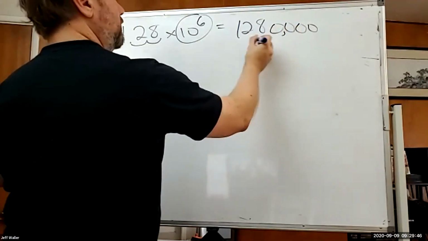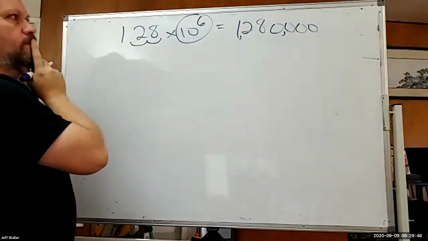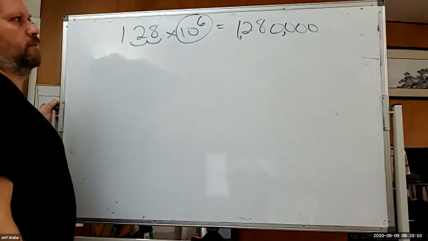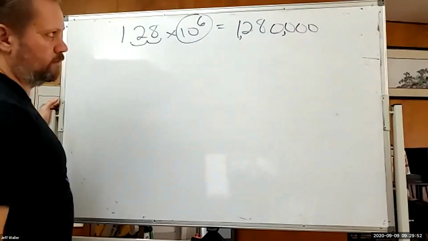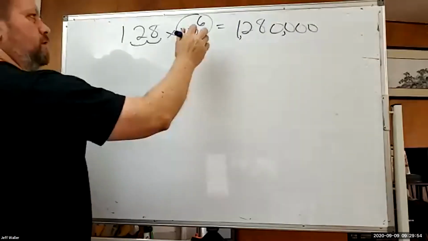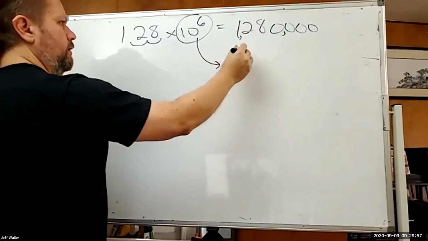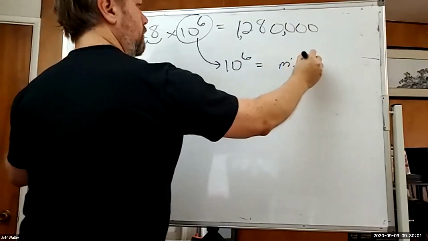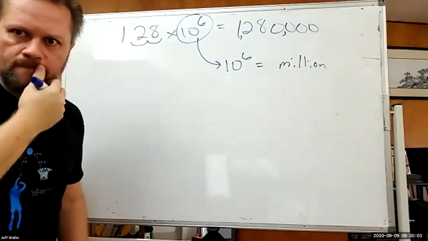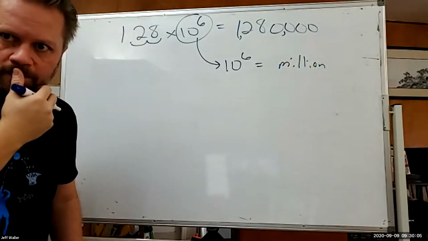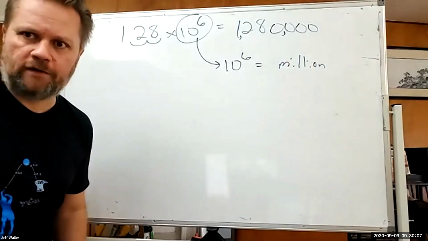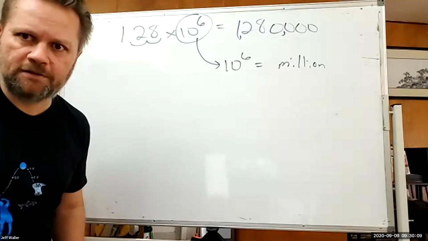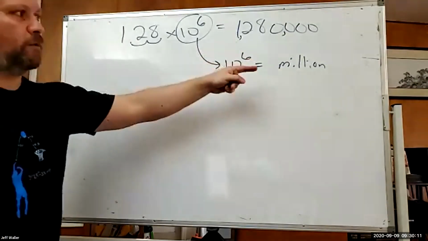Now, what number is this? How do you say that? 1,280,000. So 10 to the 6th in English is million, right? So if I said I just won 5 times 10 to the 6th dollars, that's another way to say I won $5 million.